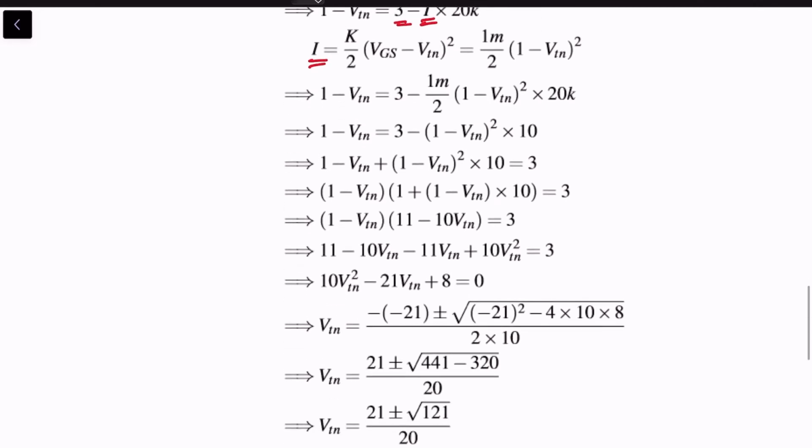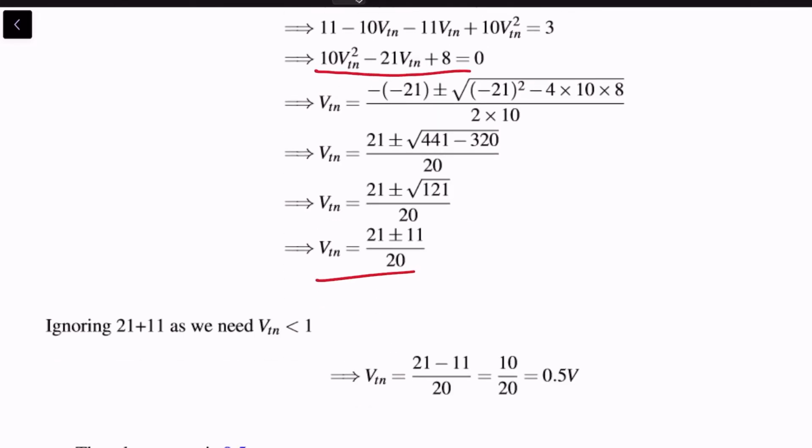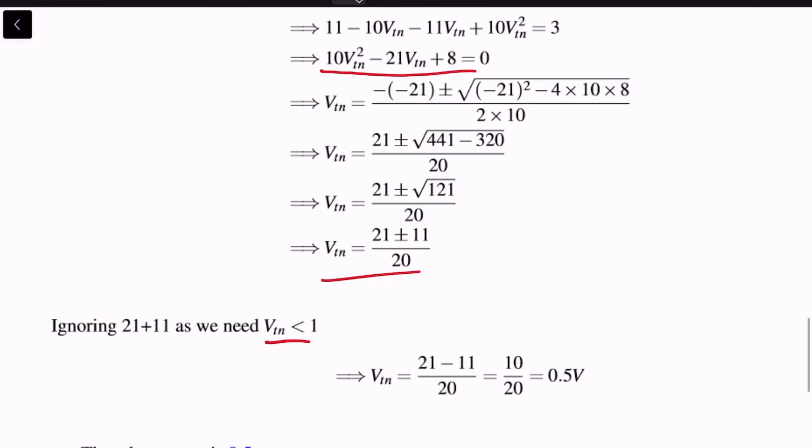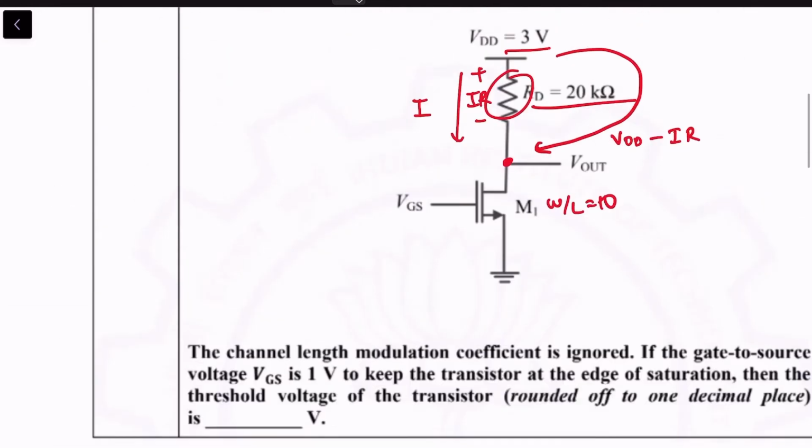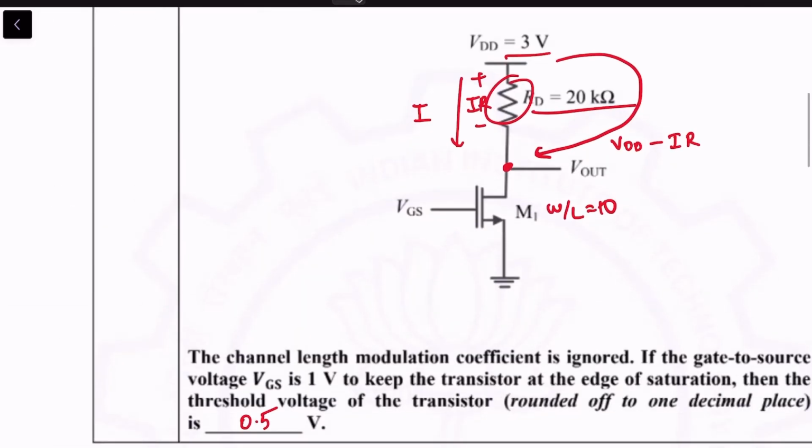And you can pause the video at this point to see the working out of the steps, but essentially we have to solve for VTN in this equation, and we will get a quadratic equation in terms of VTN here, right, which has the following roots as 21 plus or minus 11 by 20. Now VTN we need as less than 1, so therefore we are going to ignore the 21 plus 11 as an invalid solution, and what we get is 21 minus 11 by 20, which is equal to 0.5. Thus the correct answer is 0.5 volts.